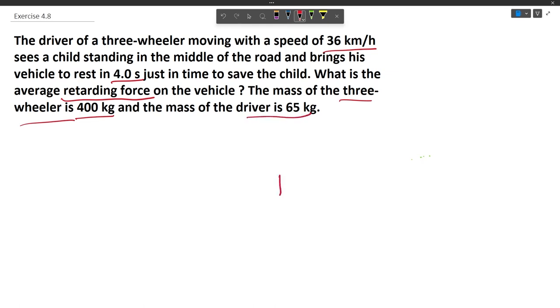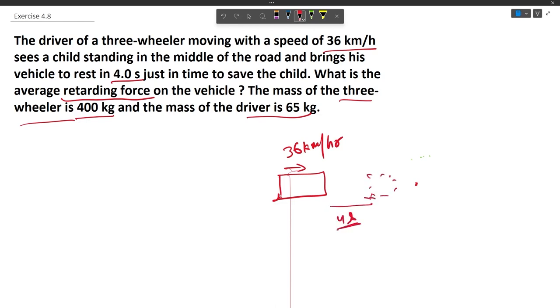So the situation is like, this is a vehicle. It is speeding at 36 km per hour, sees a child, applies his brake and stops in 4 seconds. Maybe it would be here. 4 seconds is the time interval which it took to come to a complete stop. Now we have to find out the retarding force.